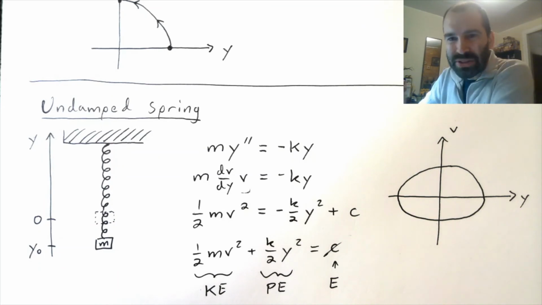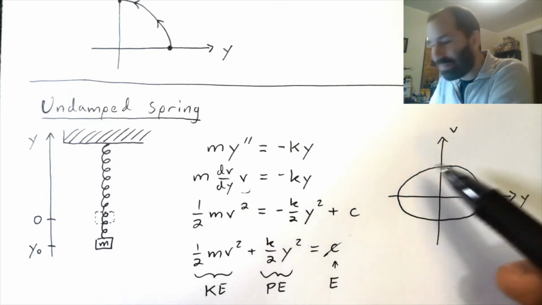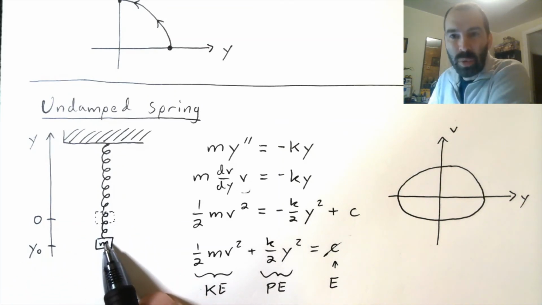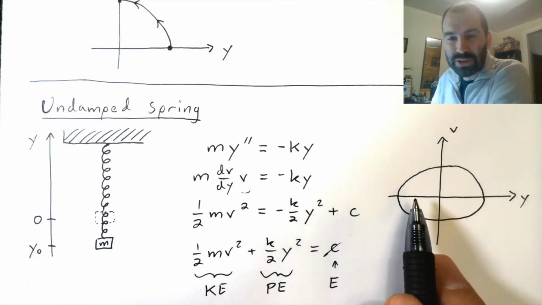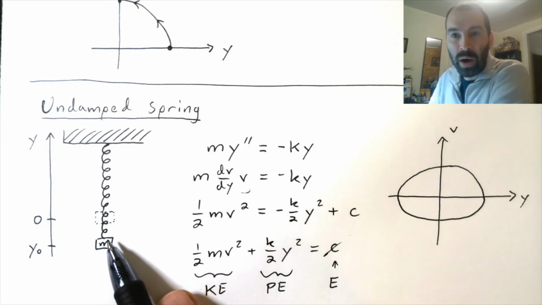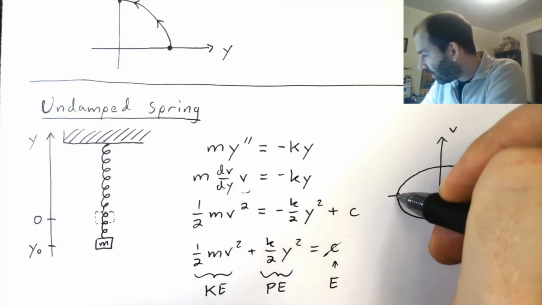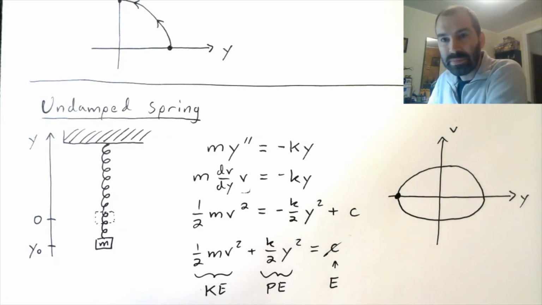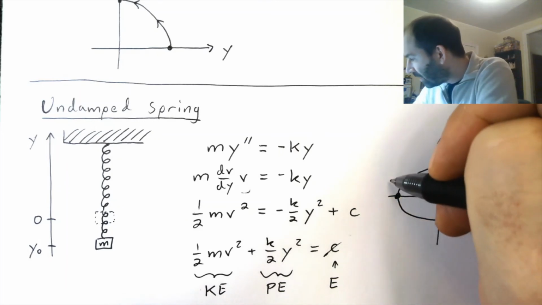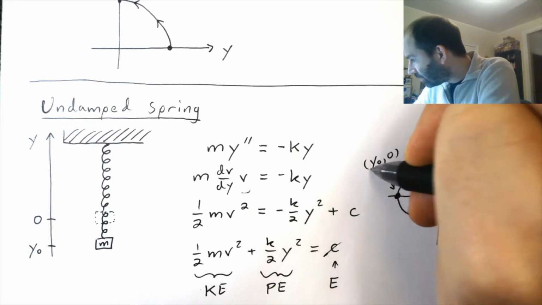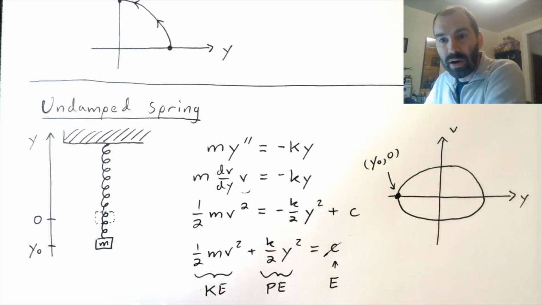How is the motion actually exhibited on this ellipse? Well, we started by pulling this mass down to y0. Where's y0 in this picture? It's a negative value for y. I pull down the mass, hold it there, and then let go. So the velocity is 0, and I must be right here. That's my initial position, (y0, 0).